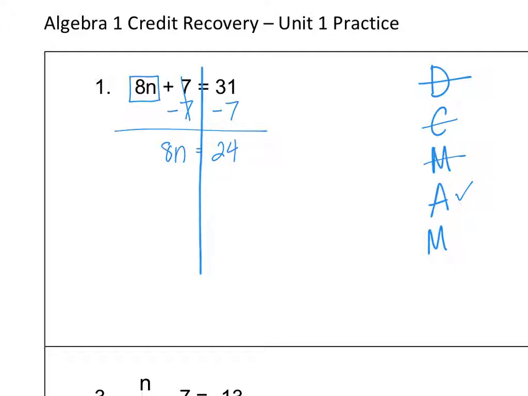The very last step here, this M, asks, can I multiply or divide to get my variable by itself? Here I have 8n, so to get it by itself, we need to divide each side by 8. These 8's cancel out. 24 divided by 8 gives me 3, so n is equal to 3 here.